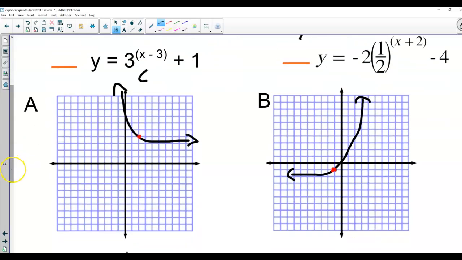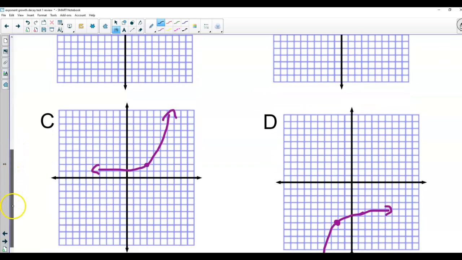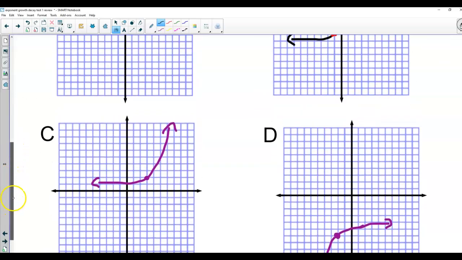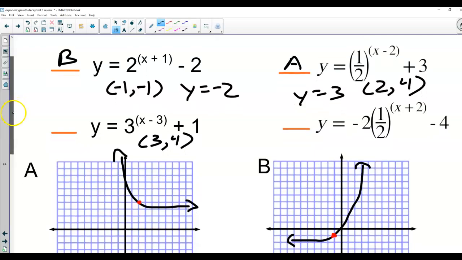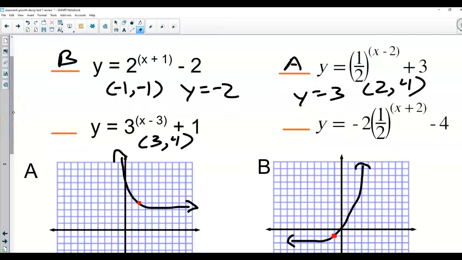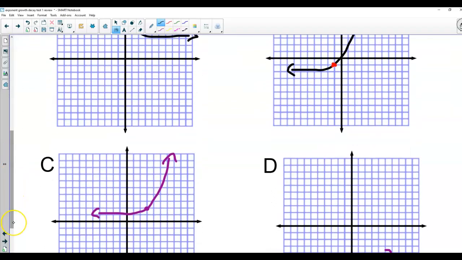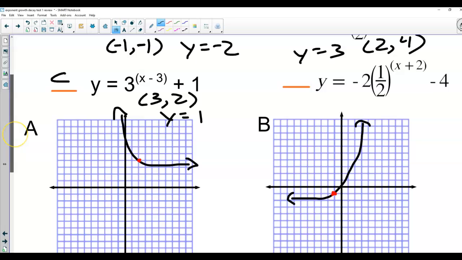Here, my key point is 3, 4. Come down. Oh, I don't see that. Hold on. See if I made a mistake. I made a mistake. 3 minus 3 is 0. 3 to the 0 is 1. 1 plus 1 is 2. My key point is 3, 2, and my asymptote is y equals 1. Graph C has those same features.